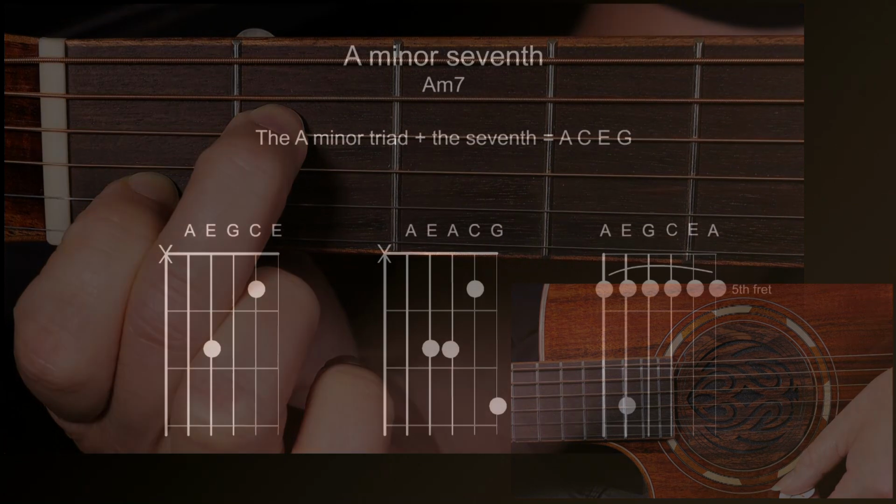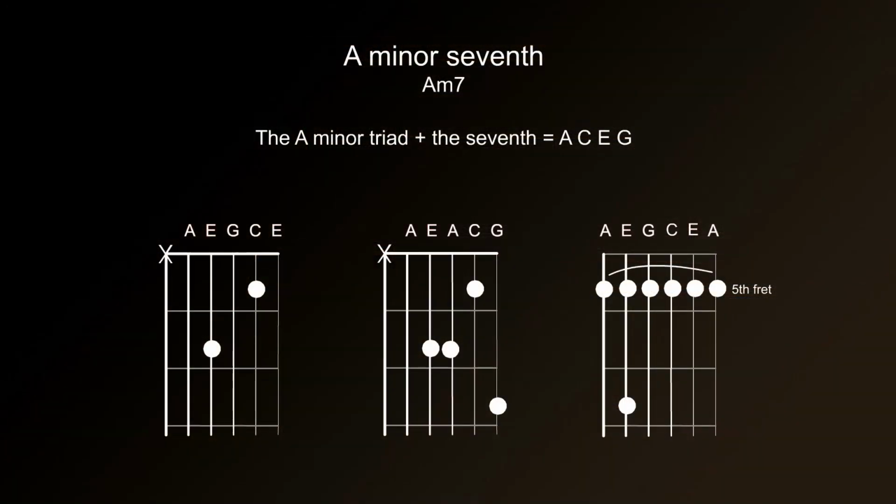And this is just two ways of playing the A minor 7th chord. There's actually several ways of playing the same chord. And what makes it the A minor 7th chord isn't the shape, it's the notes. As long as it contains an A, C, E and G, it will be an A minor 7th chord.